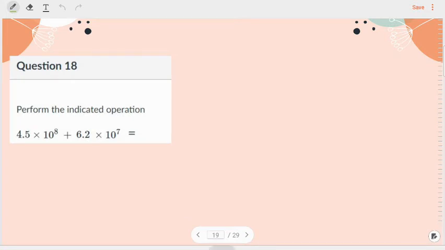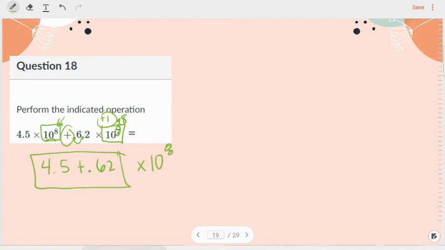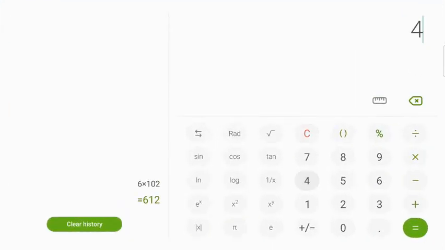Now what do I do when they're not the same? I have an addition problem and these are not the same. You have to make them the same, and I always make them match the larger number. So since this is the smaller number, I want to increase this to 8. That means I'm going to add 1 to that, which means I'm going to move my decimal place and compensate. Since this is 1 bigger, I want to make this 1 smaller. So by 1 smaller, I mean move my decimal 1 time. So I have the new problem, 4.5 plus 0.62 times 10 to the, my new power is 8. So let's combine this. 4.5 plus 0.62.